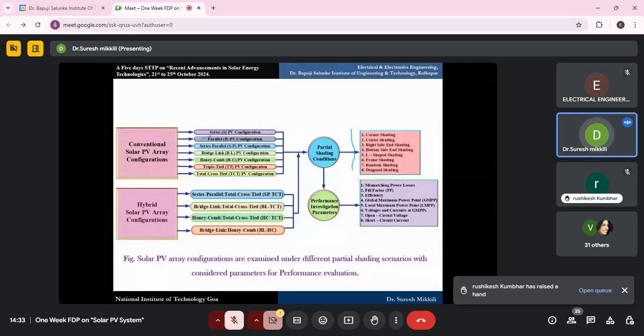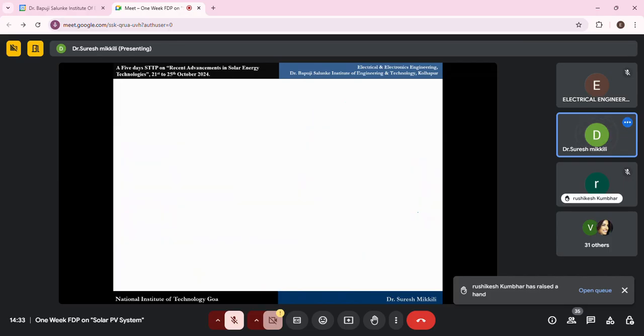So we need to analyze some parameters. What are those? Mismatch losses, how much fill factor is there, what is the efficiency, what is the open circuit voltage, what is the short circuit current, how much local and global maximum we can achieve, how many local peaks are there. These are all the things that need to be analyzed. Now we have different types of configurations and reconfigurations. These are to be tested under different shading conditions. During that, we need to measure these evaluation parameters. Fine. Let me show you.